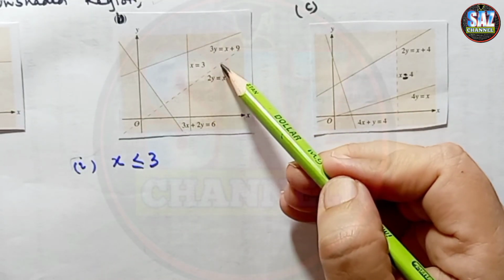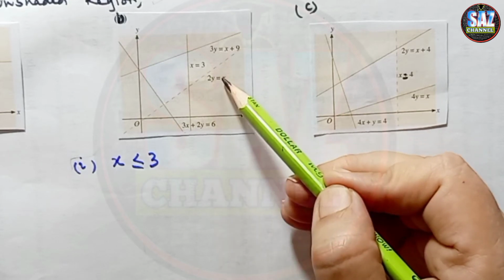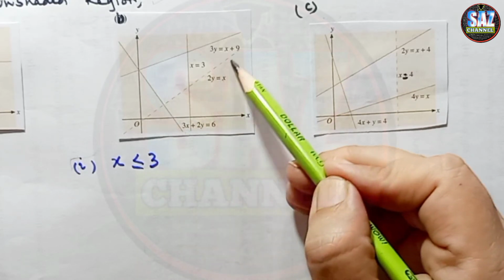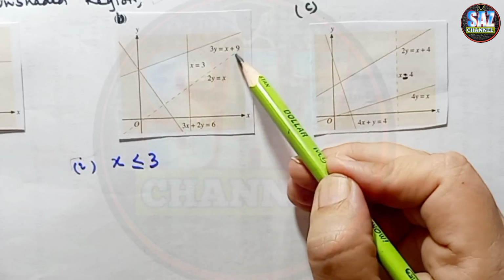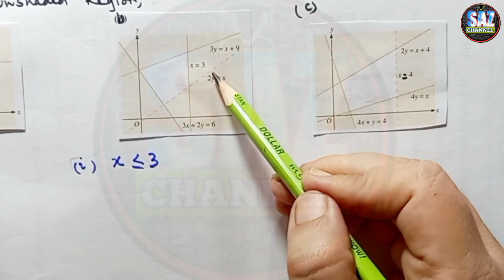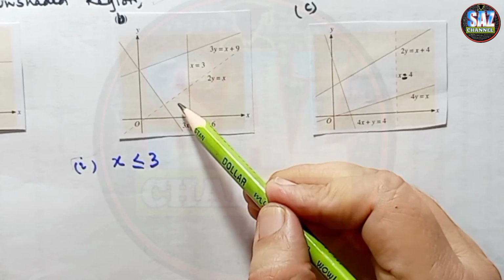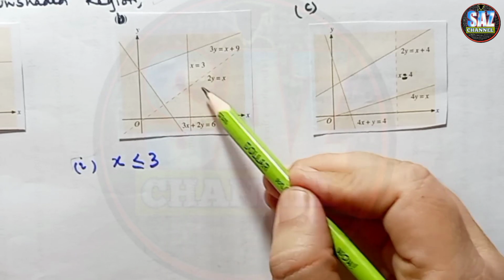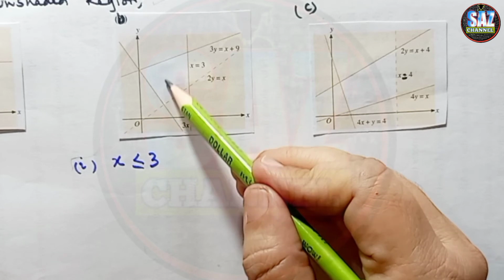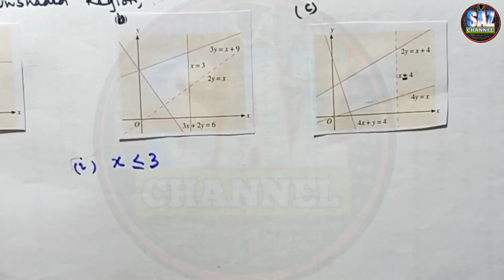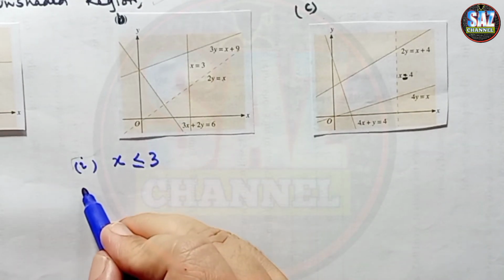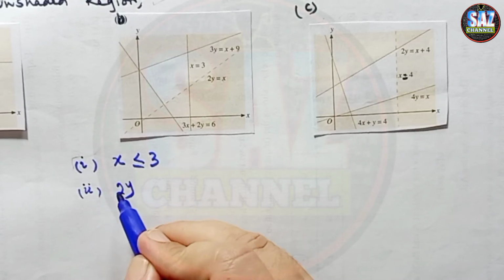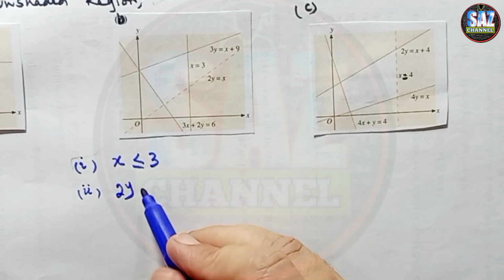Now coming to the line 2y equals x. One important point is that for this equation the line is drawn in broken form. It's not a perfect solid line. Secondly, look at the graph carefully: the shading is below this line, or the unshaded area is above this line. So the inequality associated with 2y equals x, for the region that we need, will be 2y greater than x.